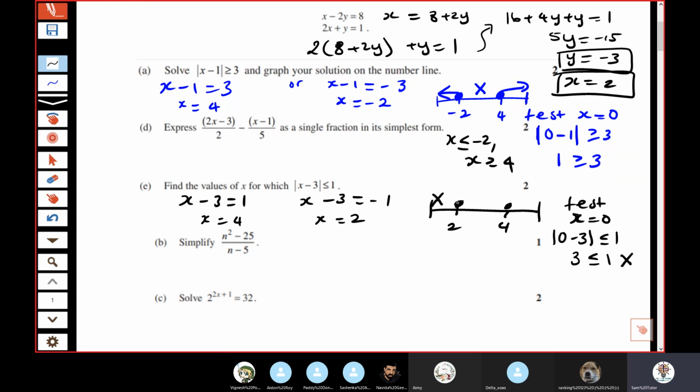If that failed, that means they're not running away. That means they're going to meet. So the answer is 2 less than or equal to x less than or equal to 4.